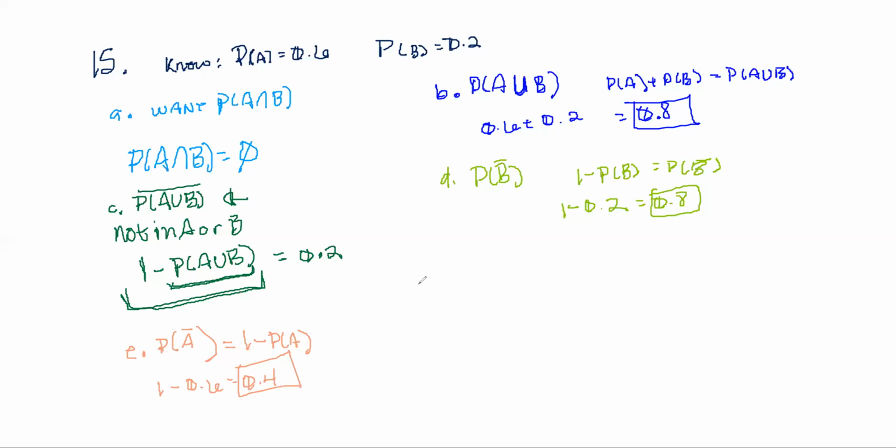And finally, F. Probability of A intersecting B, not. Well, if we follow the same pattern that we've been doing for the rest of these nots, it's going to be 1 minus the probability that A does intersect B. And we know from up here that the probability of A intersecting B is 0, and that makes perfect sense. So the probability of A intersecting B not is equal to 1.